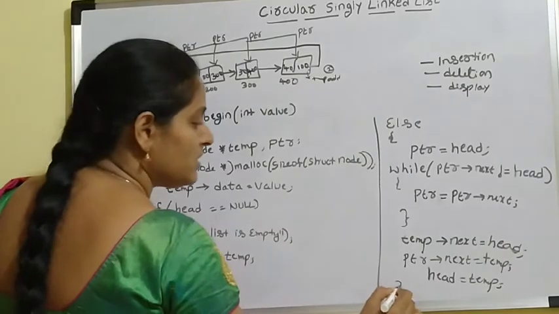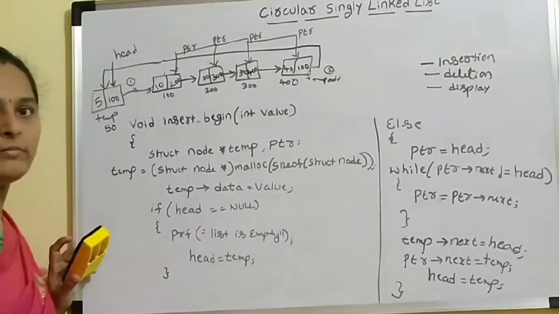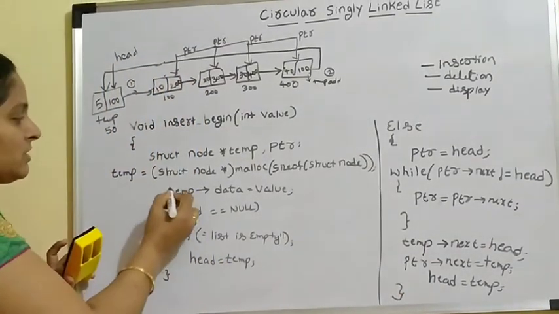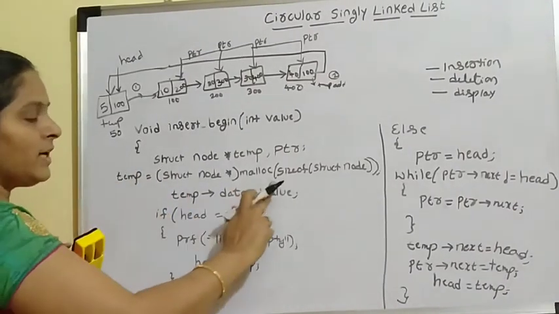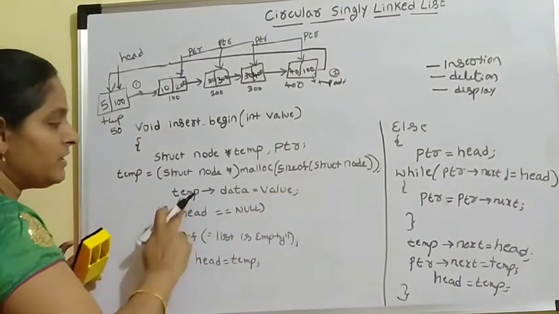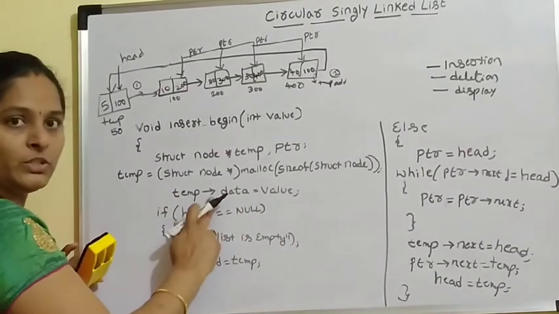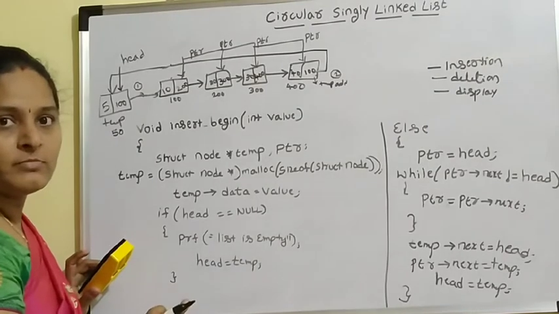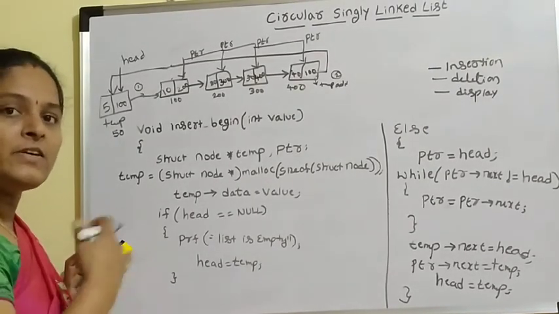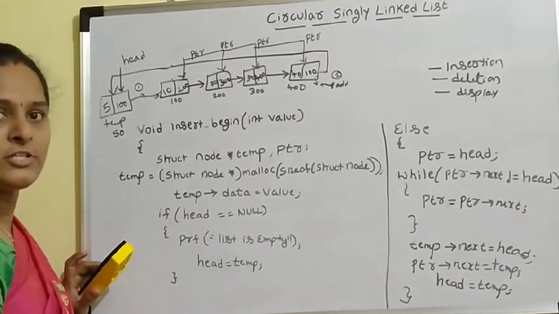So this is insert at beginning. First, whatever node you want to insert, create the node and allocate memory for it. Then store the data in the data part of the node. Before insertion, check whether the list is empty or not. If the list is empty, our inserting node will be the first node as well as the last node.